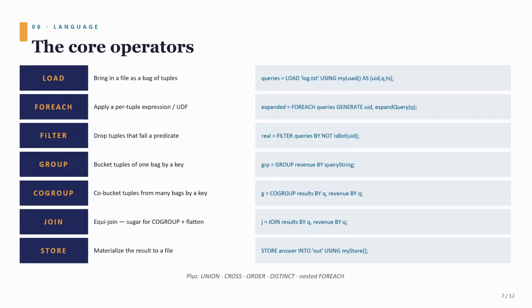Join is the classic database join. It's actually just a shortcut for cogroup followed by flattening the results. And finally, store. When you're done with analysis, store writes the results out to a file.